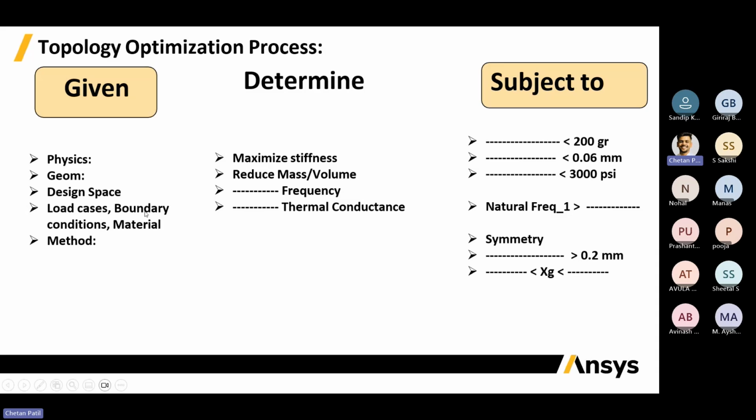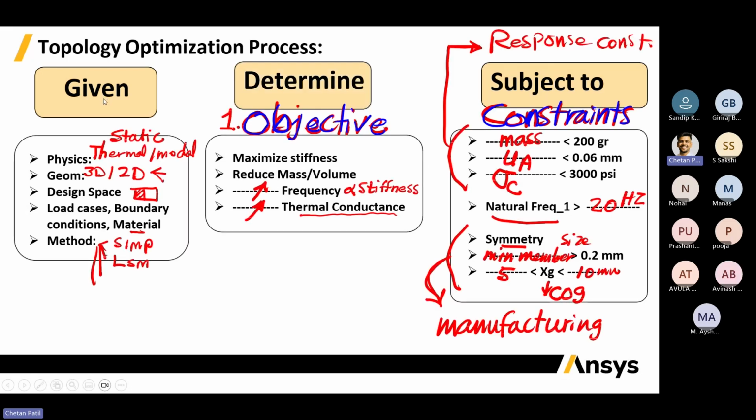Then based on the loads, boundary conditions and material, you can determine what kind of results you are interested in. And there are many methods that you can apply for the topology optimization process. So you can apply the SIMP method, the LSM method, that is the level set method. Then you can make use of shape optimization as well, and even the lattice structure optimization method as well. So all these kinds of methods are available to apply.